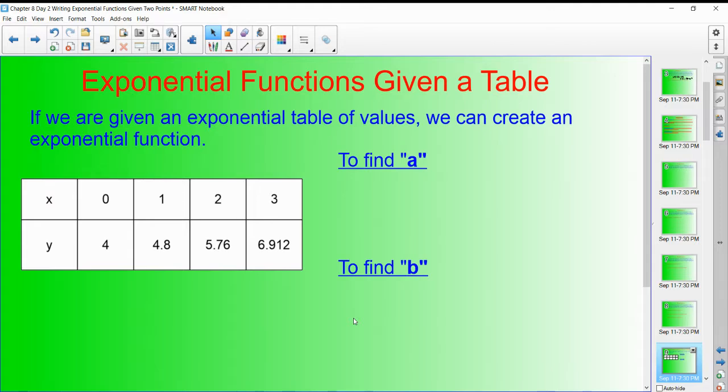So the first thing I could be given is a table. They give me 4 points. They only have to give me 2 and tell me it's exponential, but the more points they give me, the more I can see that it's exponential. We need to find a and b.